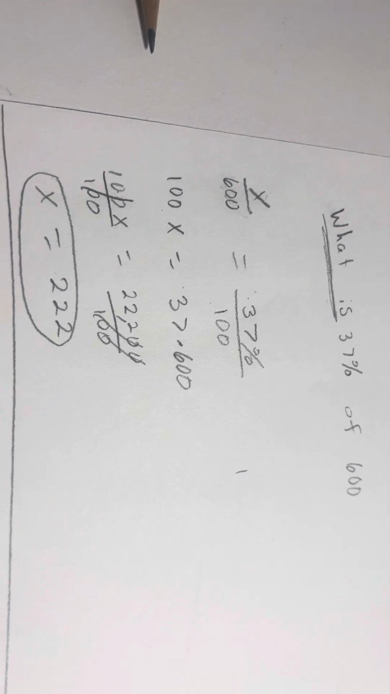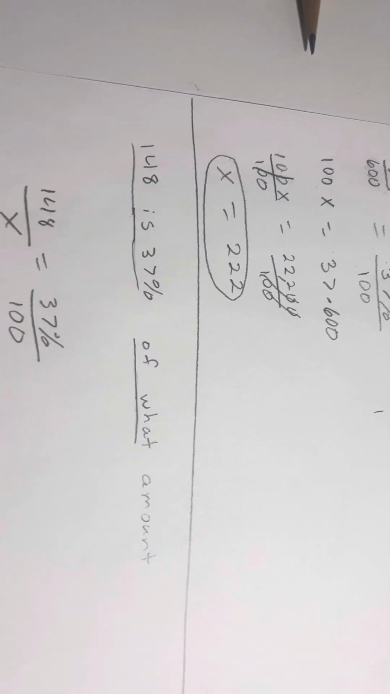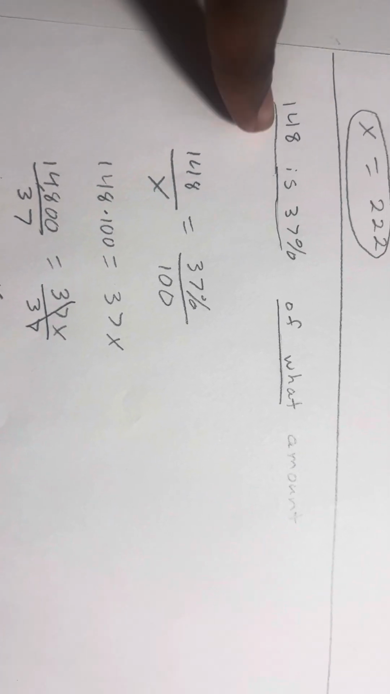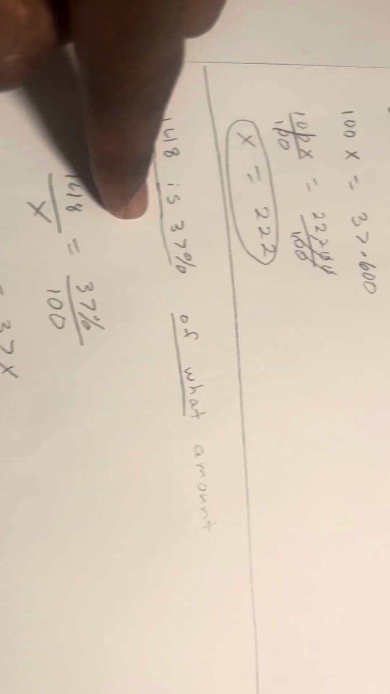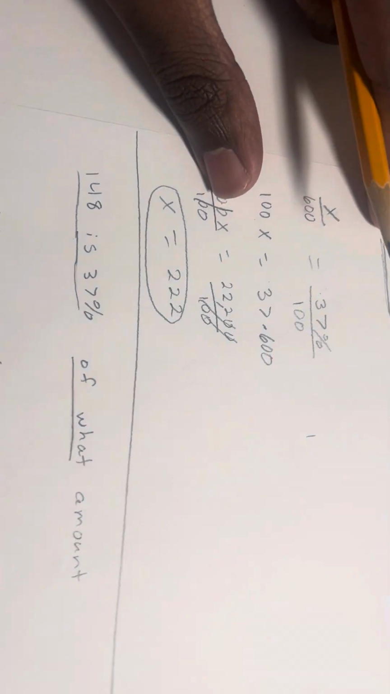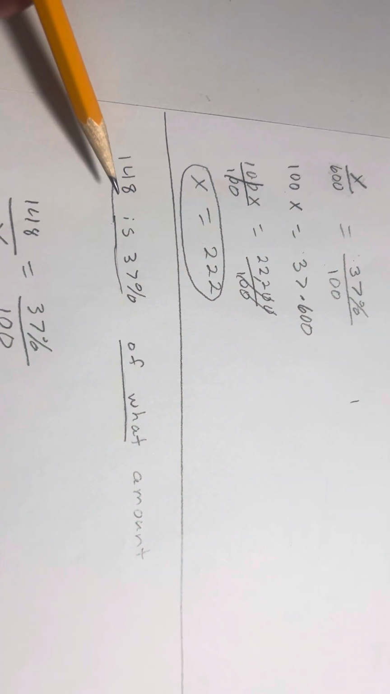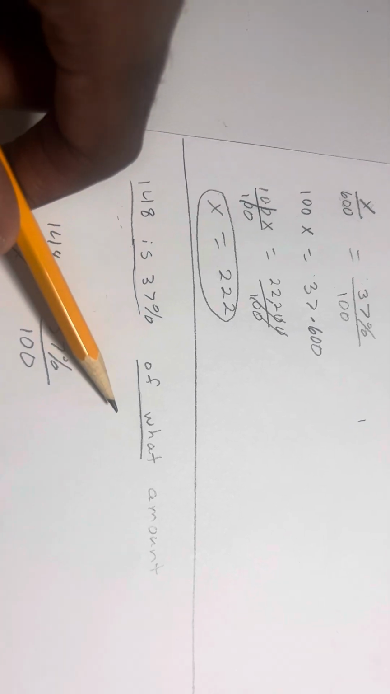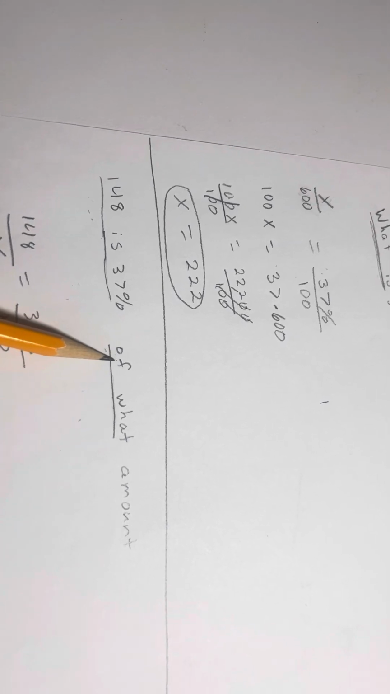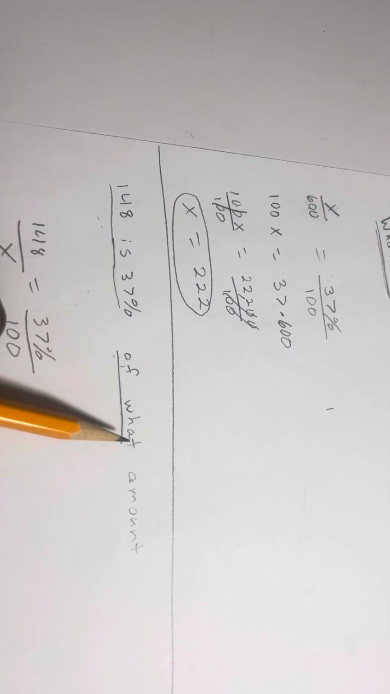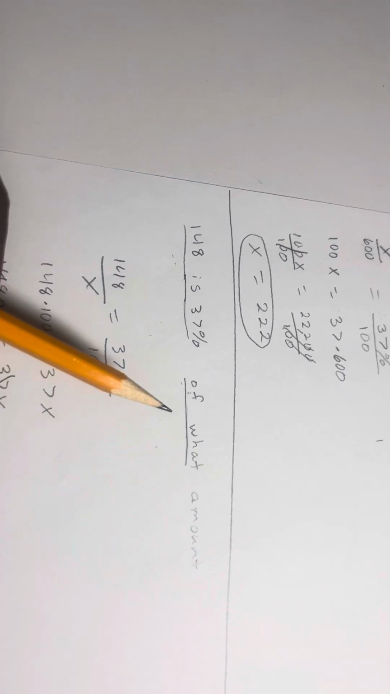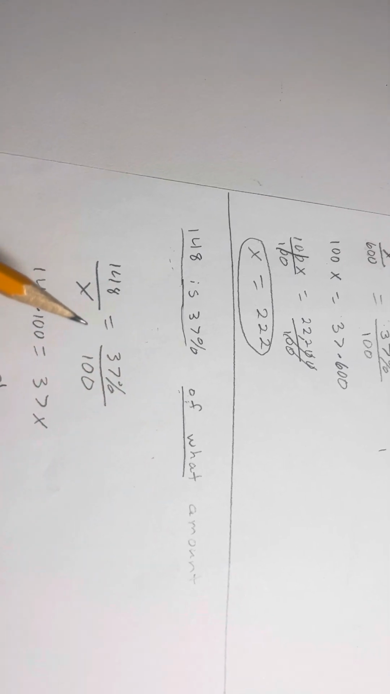All right, so let's get another situation where we're looking for something different. 148 is, see how that's connected? 148 is, based on what we talked about, is connected to the part. So 148 is the part. 30% of what? Notice how what is with the word of. So we're looking for the whole. Okay. See how it's consistent? It's a reading thing. It's not really a math thing. Because once you read and comprehend how it's set up, you're able to solve it quickly.